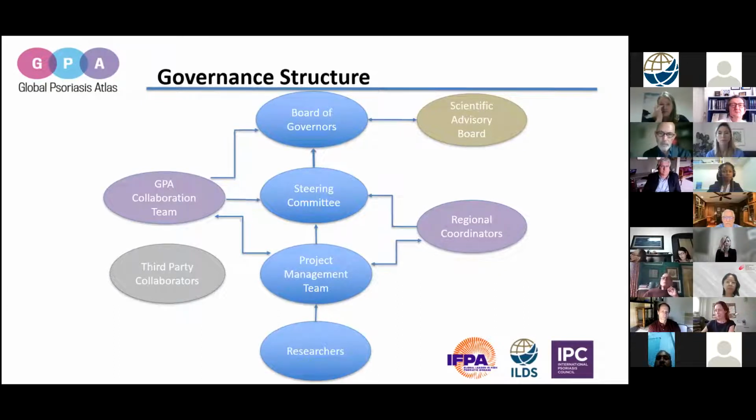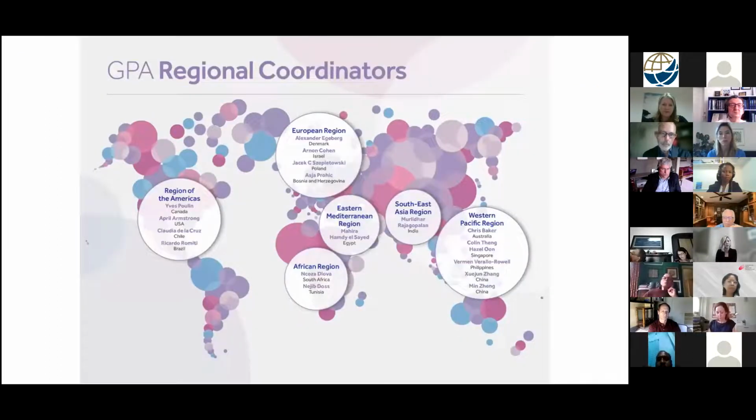This is what's been adopted by other specialties now. So that's the core team, the project management team there in the middle. And then the board of governors is chaired by the president of the ILDS and has the presidents of IPC and IFPA alongside him. And we receive objective advice from our scientific advisory board chaired by Professor Bob Delaval, who's a dermatoepidemiologist based in Colorado. And then the people who are doing the work on the ground is our extensive network of regional coordinators, and now we have national coordinators as well, particularly well developed in South America, where Claudia de la Cruz from Chile and Ricardo Remiti from Brazil have really put together a very strong group of national coordinators.